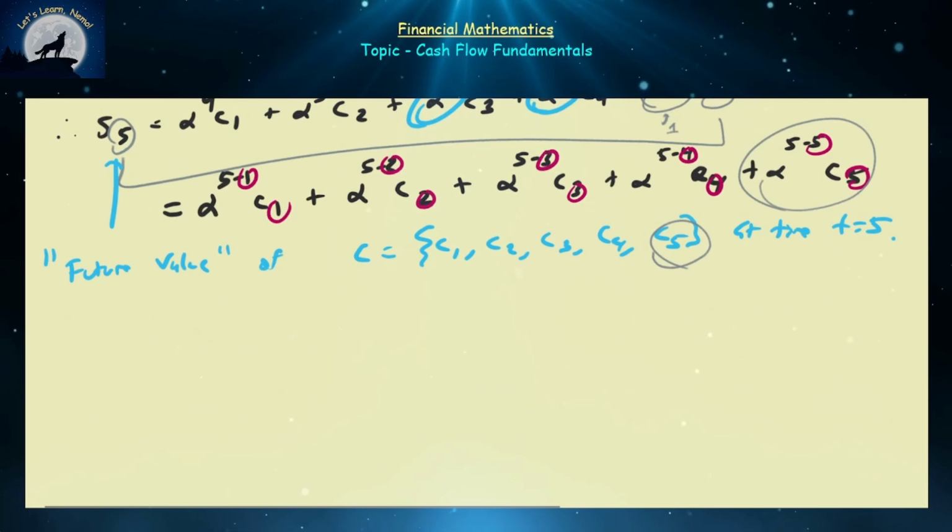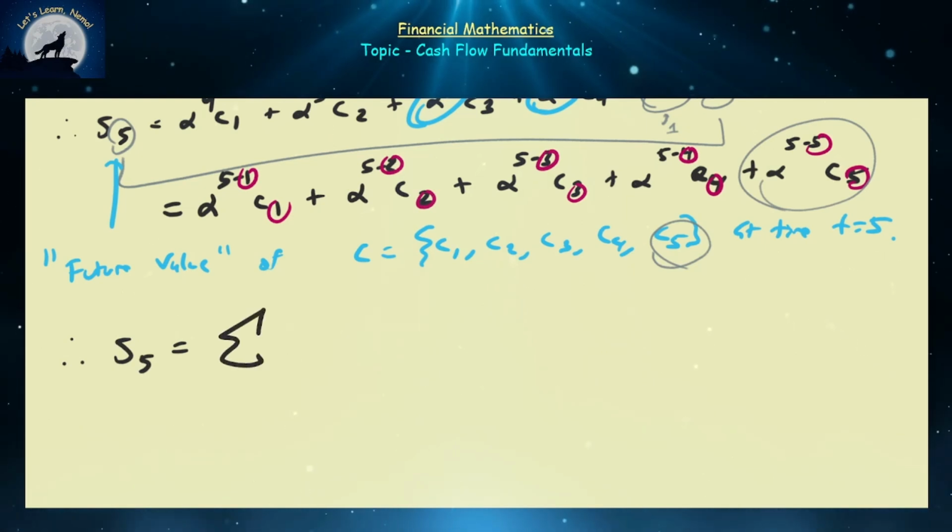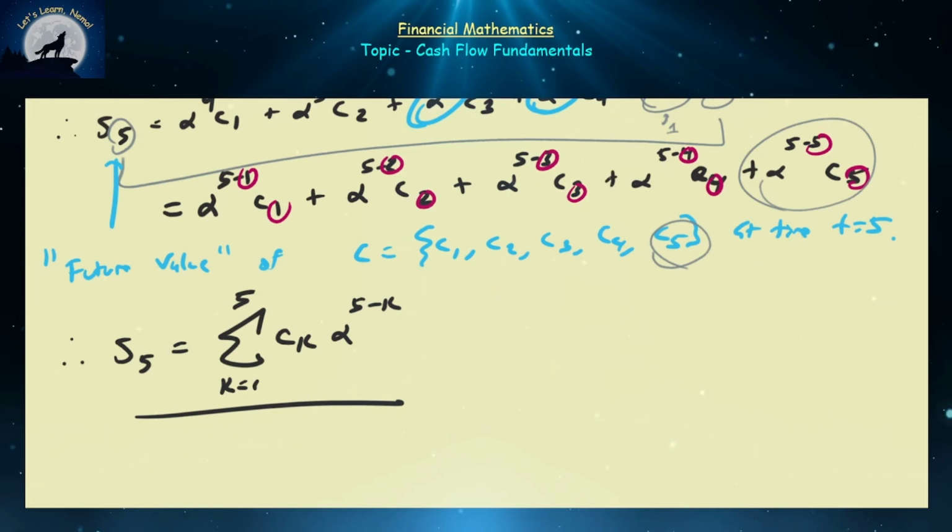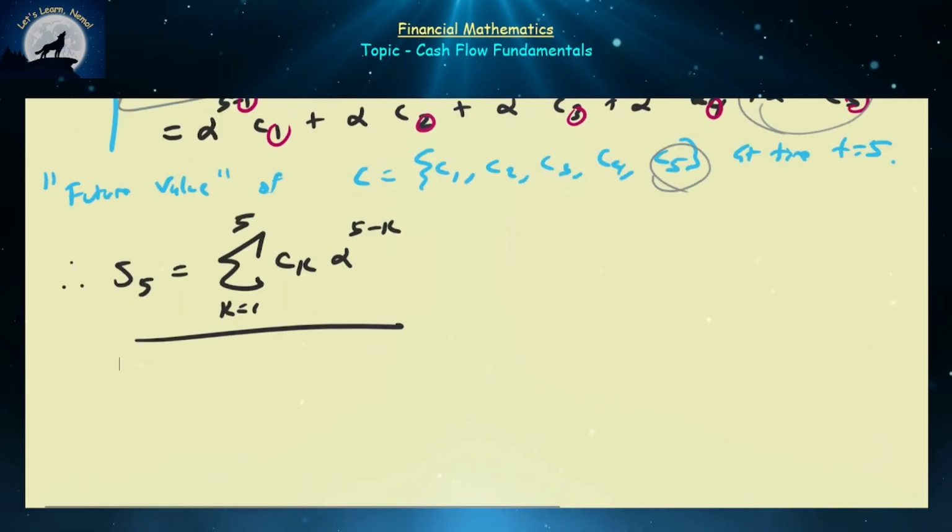So let's write this in summation notation because we could have 5 million cash flows, who knows? So we can actually write this S5 as the sum from k equal to 1 to 5 of C_k alpha to the 5 minus k. Right? So that would be the more simplified way of representing that future value of cash flows.